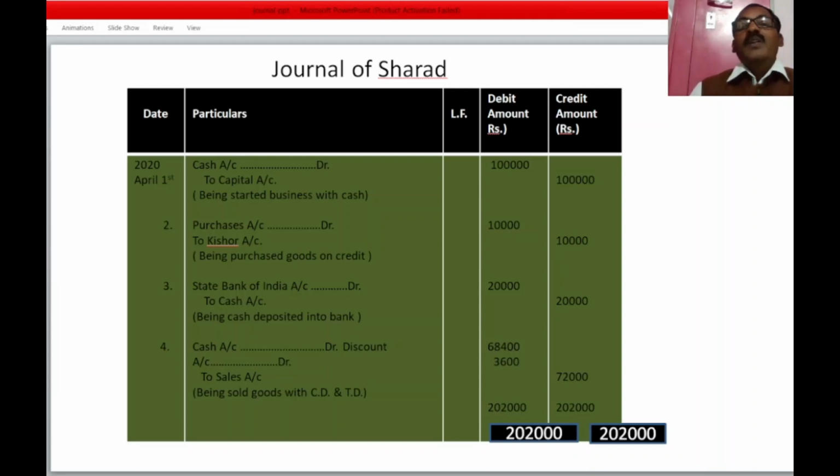Then finally, the total of the debit column and the credit column is equal.